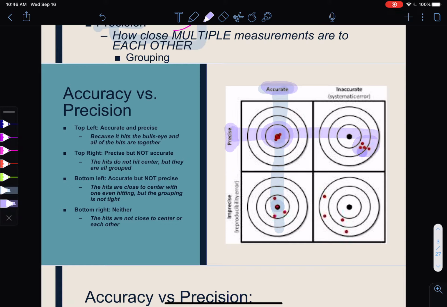So if we are going to label these, this one would be both, because it hit the center and the grouping is small. So this one's accurate and precise. This one is not on target, but it is very close together. So this is just precise, right? This one down here is accurate. It did hit the target right there. But the grouping is not good, so it's not precise. And then over here, the grouping is far apart. It did not hit the center, so this one is neither.